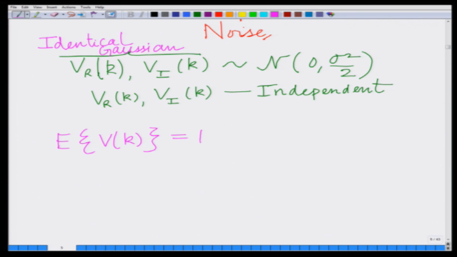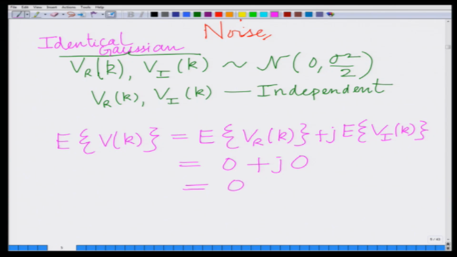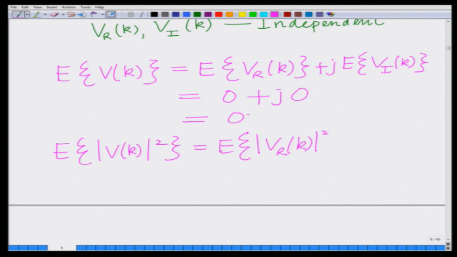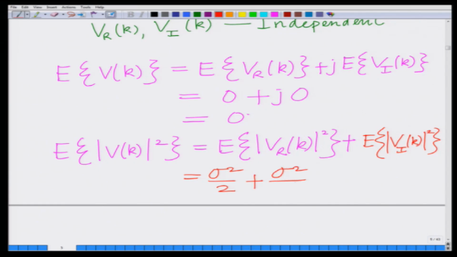In that case, now you can say that basically expected Vk, the complex noise Vk, is expected VRK plus j times expected VIK, which is basically 0 plus j times 0, which is equal to 0, that is Vk is also zero mean. Further, the variance or the power of the complex noise, expected magnitude Vk square, is expected magnitude VRK square plus expected magnitude VIK whole square, which is equal to sigma square by 2 plus sigma square by 2, which is equal to sigma square.